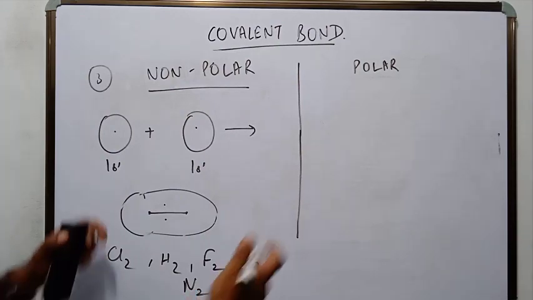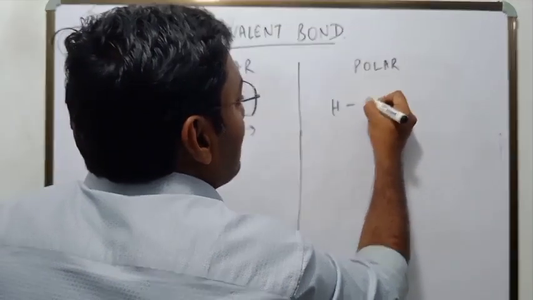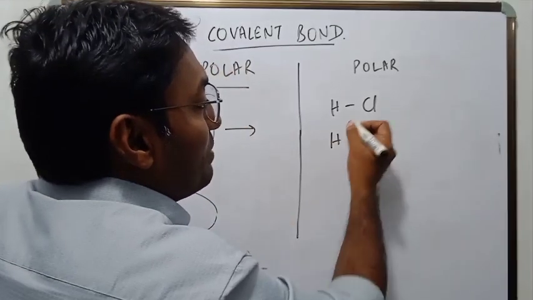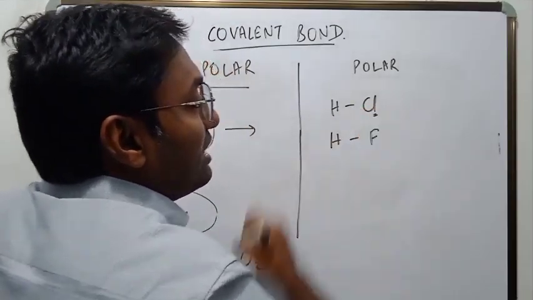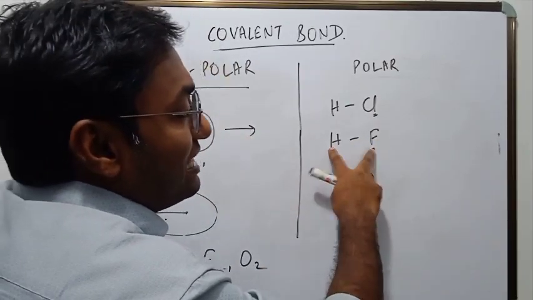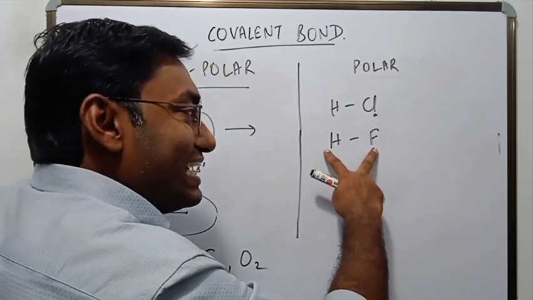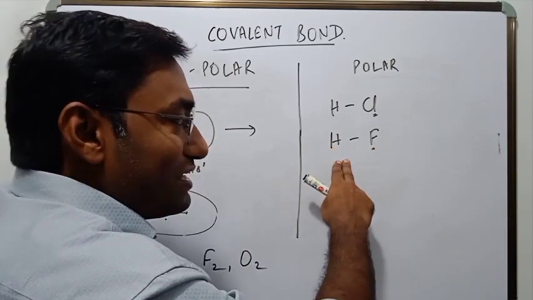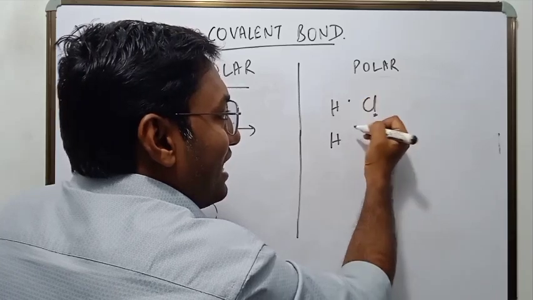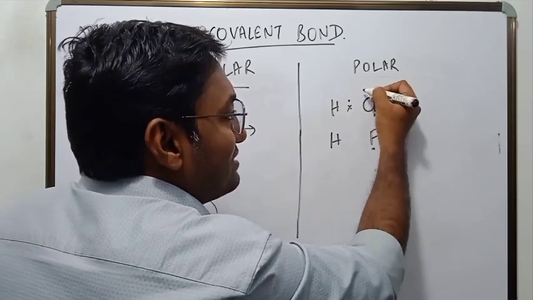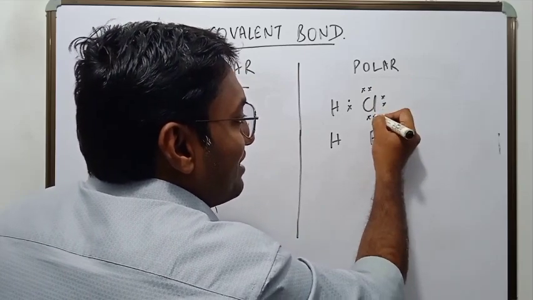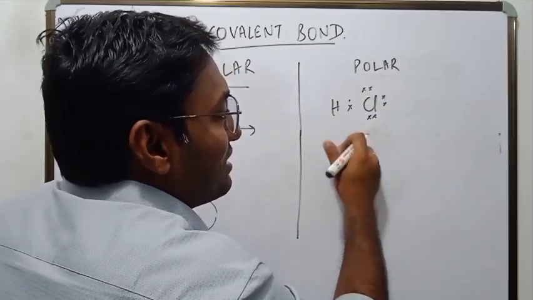Examples of this are HCl and HF. What happens in HCl? See, Cl has higher electronegativity, F has higher electronegativity. Are they identical? No, they are non-identical atoms. They came close to each other for sharing their pair of electrons. Hydrogen had one electron, Cl has one, of course Cl has the other 7. So they came together and shared.